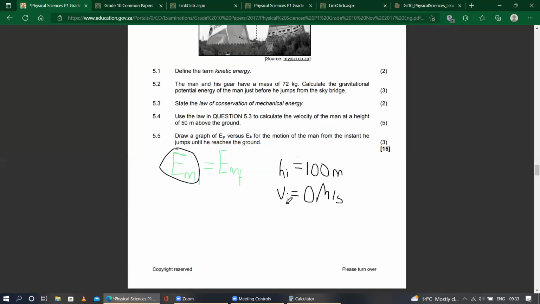So in 5.3 they tell us the man is 50 meters above the ground. So his new height, his final height in this situation, is going to be 50 meters.